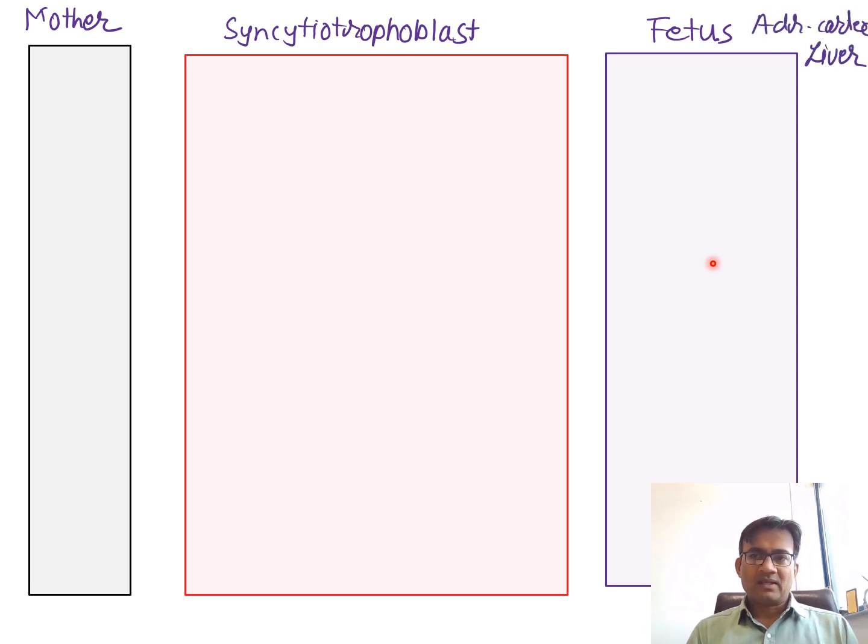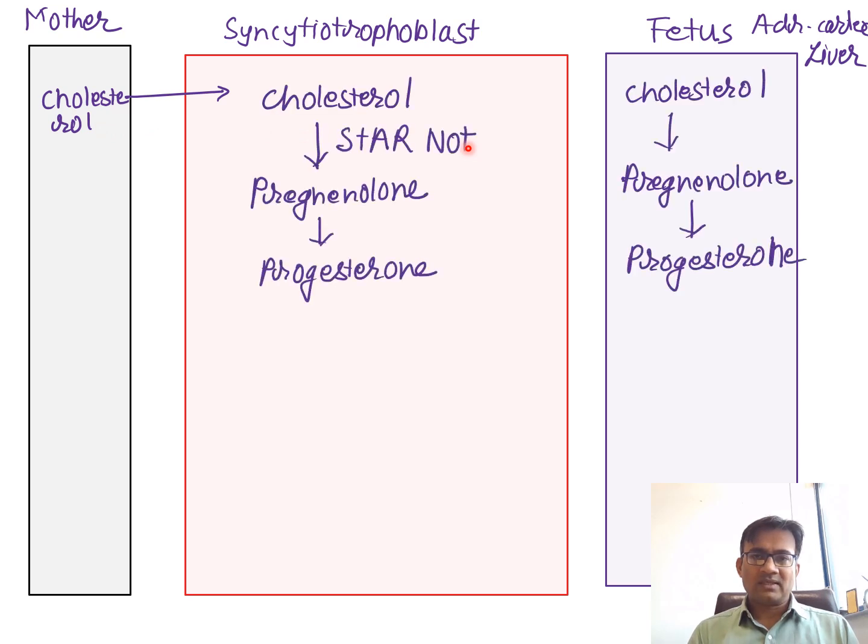Just see. The fetus mainly has the adrenal cortex and liver. So what is the thing which is occurring? See, the important thing is that the mother is giving cholesterol. So cholesterol will be going to the placenta, mainly the syncytiotrophoblast. Now, cholesterol can come here as well as here, but if you see carefully, there is a protein known as StAR, that is steroidogenic acute regulatory protein. This protein is very important. It plays an important role in all the cells, but it does not play an important role in the placenta.